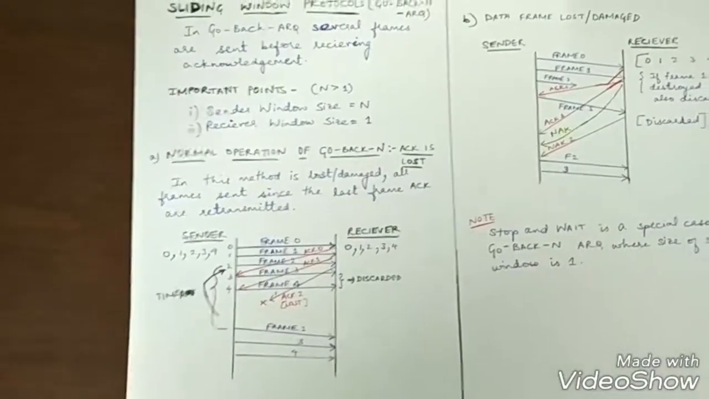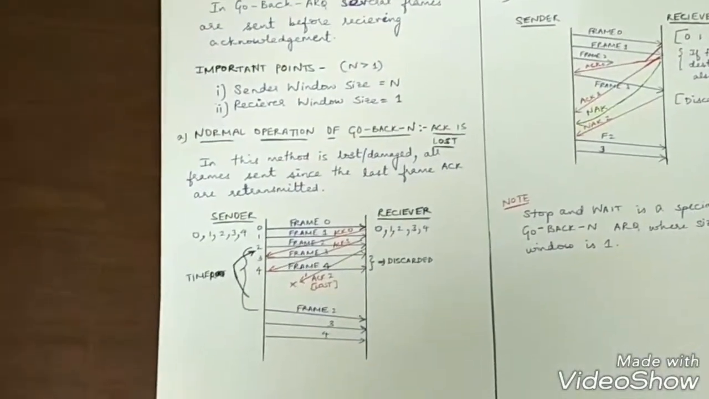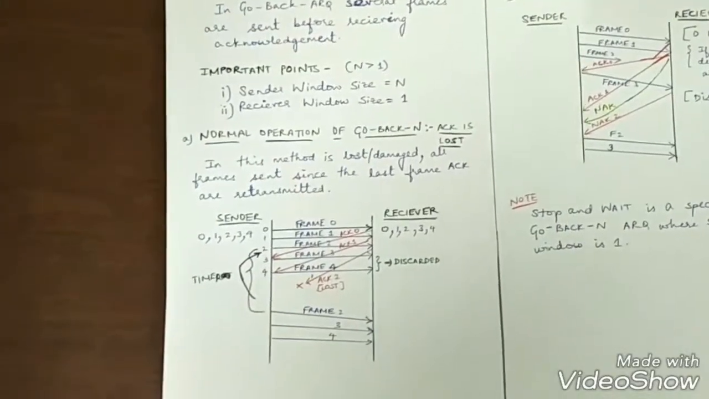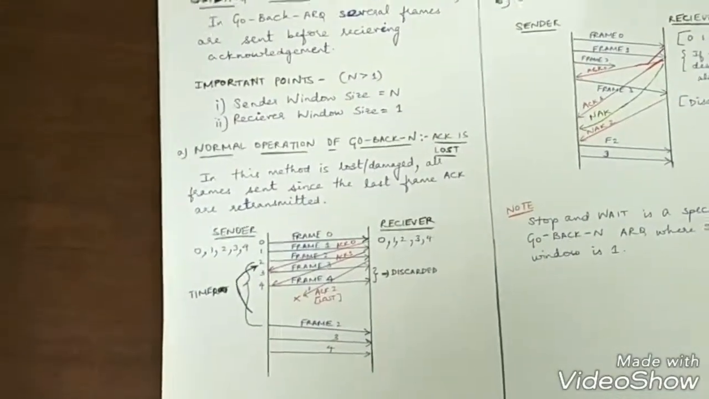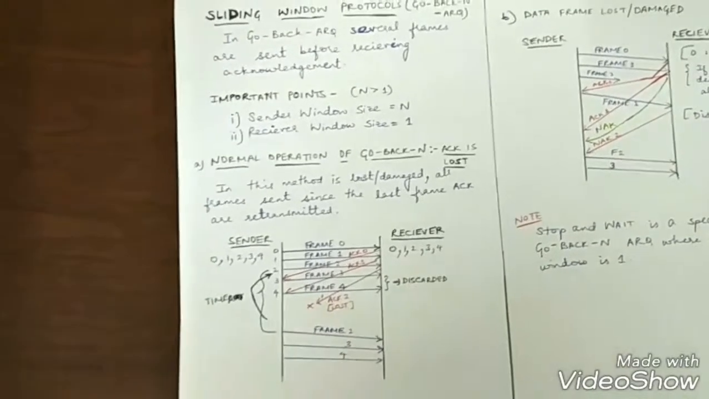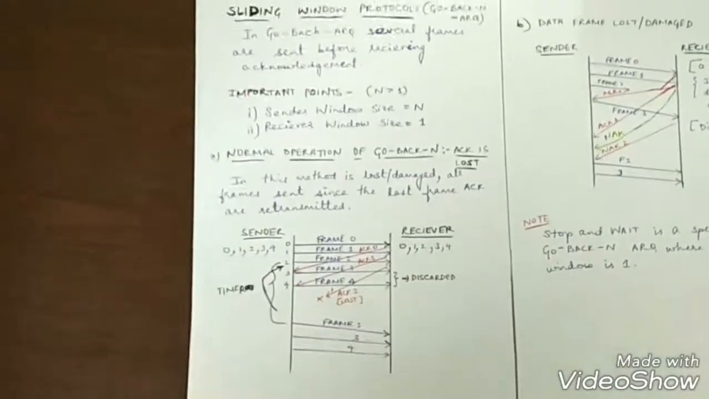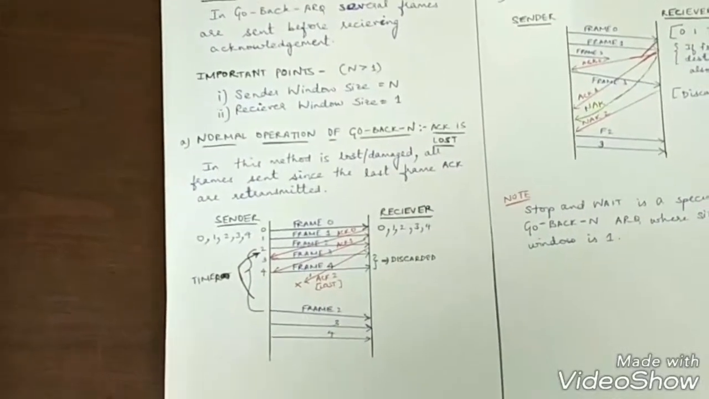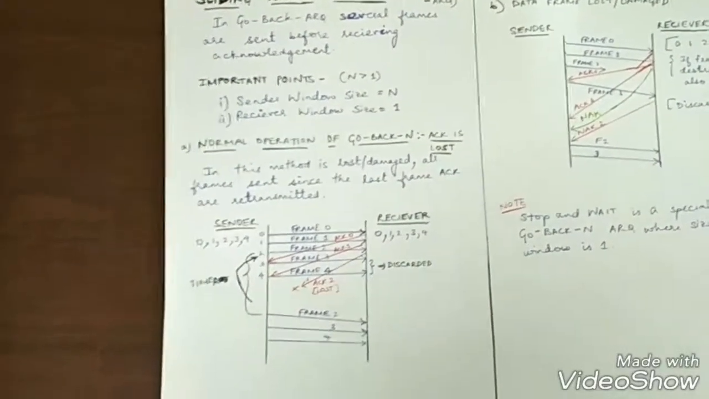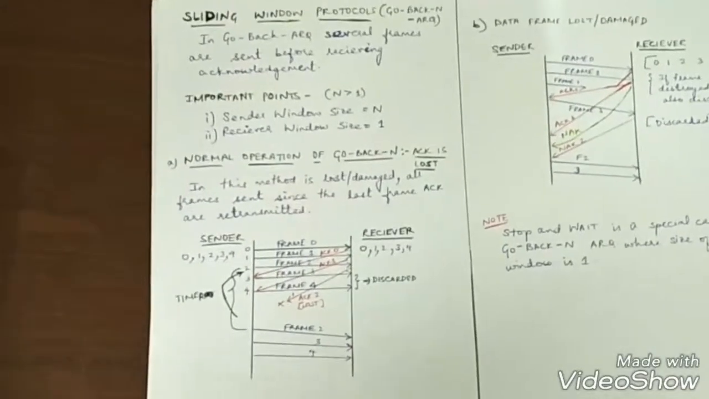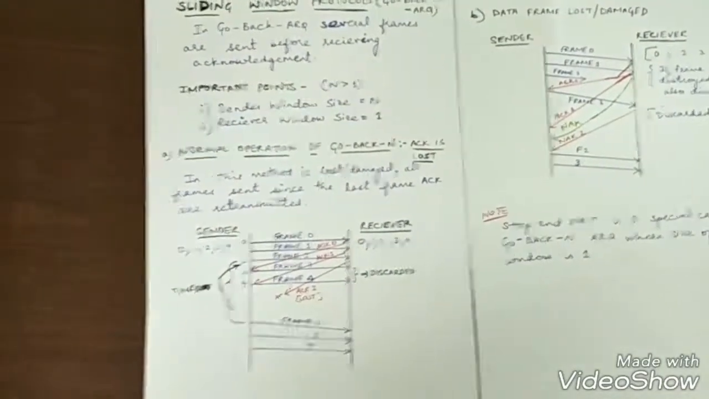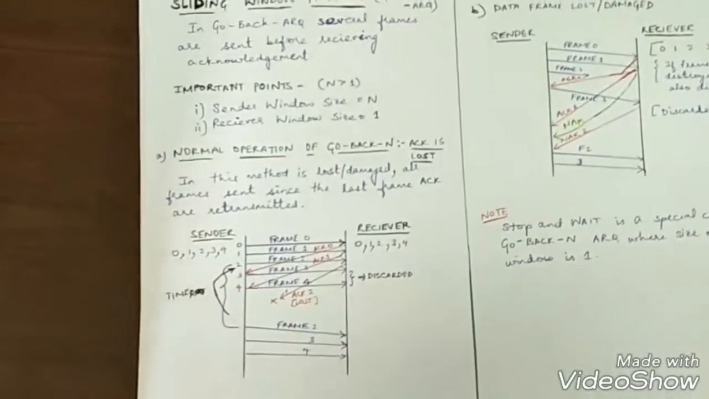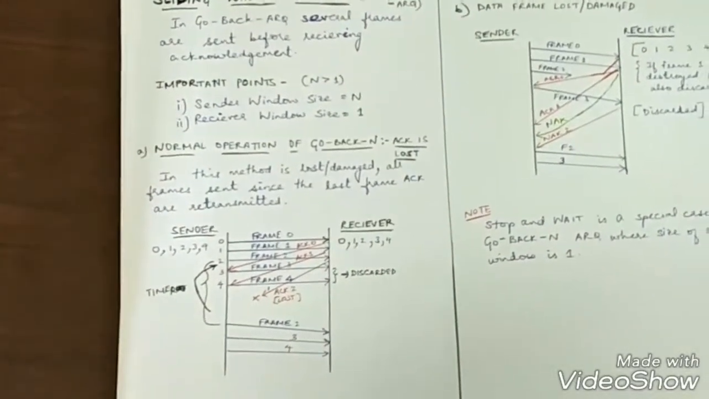So here frame 0 is sent and the sender will not wait for the acknowledgement. Instead, it will transmit the next frame immediately. So here frames 1, 2, 3 and 4 are sent to the receiver before waiting for the acknowledgement. Now here acknowledgement 0 and 1 are received, but acknowledgement 2 is lost during the process.